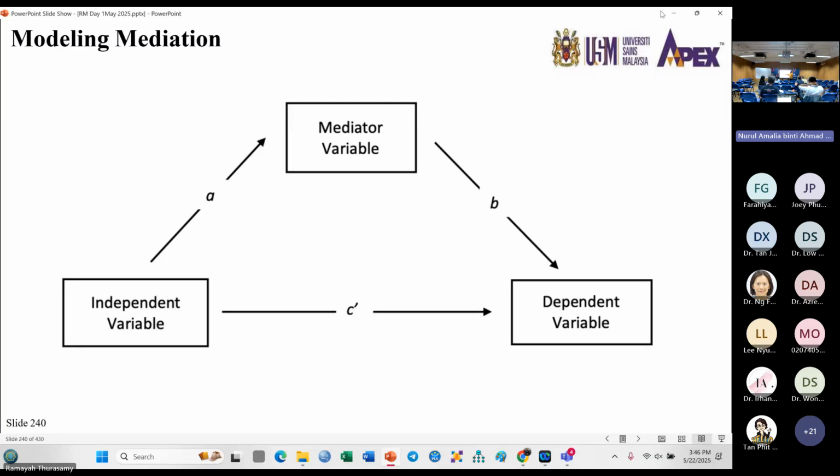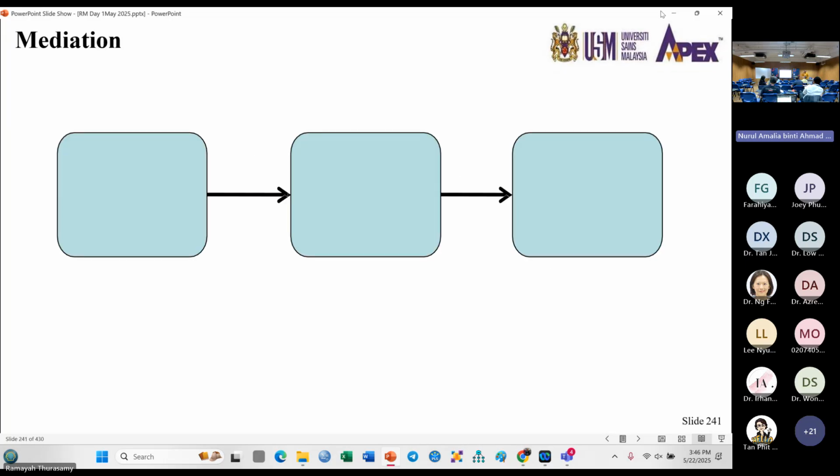This is the independent variable, this is the mediator variable, this is the dependent variable. This is how you draw your model. So now, is this variable a mediator? Is this variable a mediator? Yes, please.